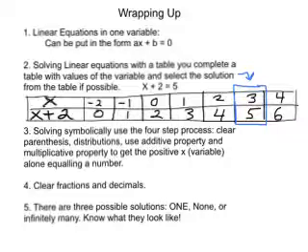Number 3, solving symbolically. Use the 4-step process. You clear parentheses, do the distributions, and use the additive property and multiplicative property of equality to get a positive x variable. You want x equaling some number. And then clear the fractions and decimals. And there are 3 possible solutions: one, none, or infinitely many. So you want to know what they look like.